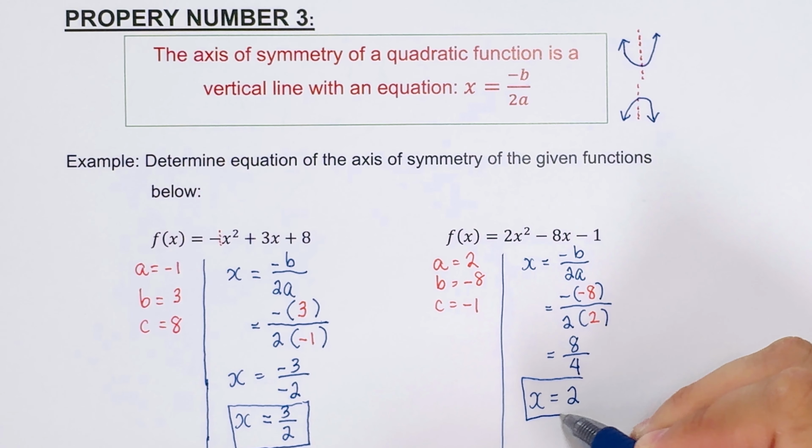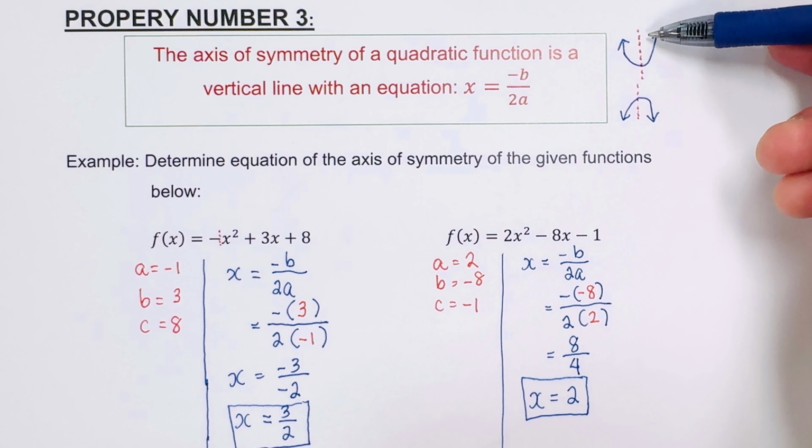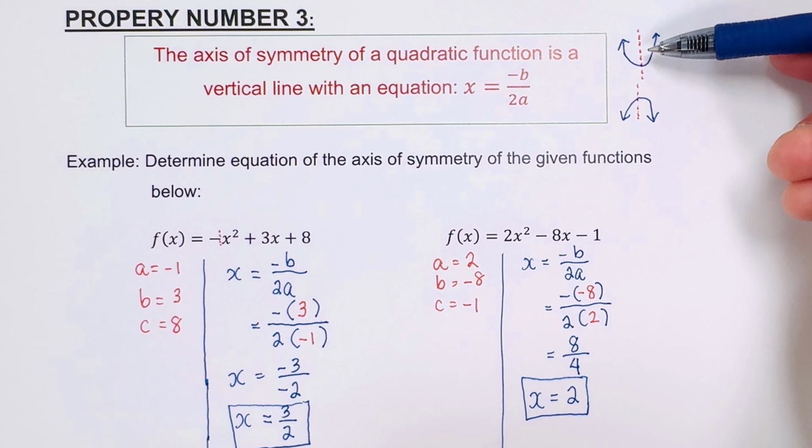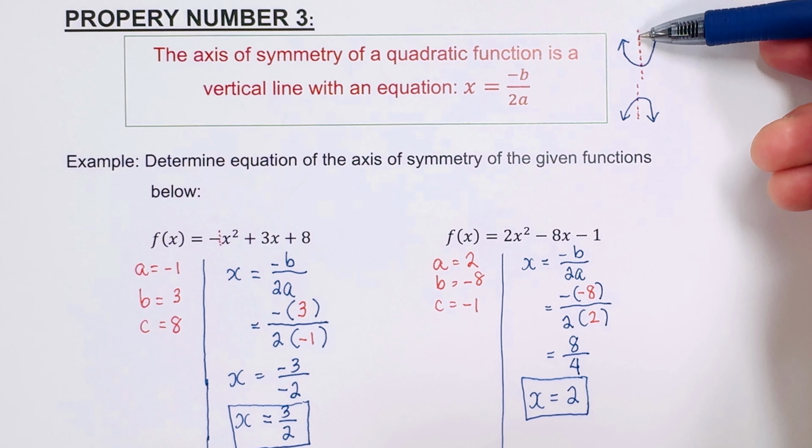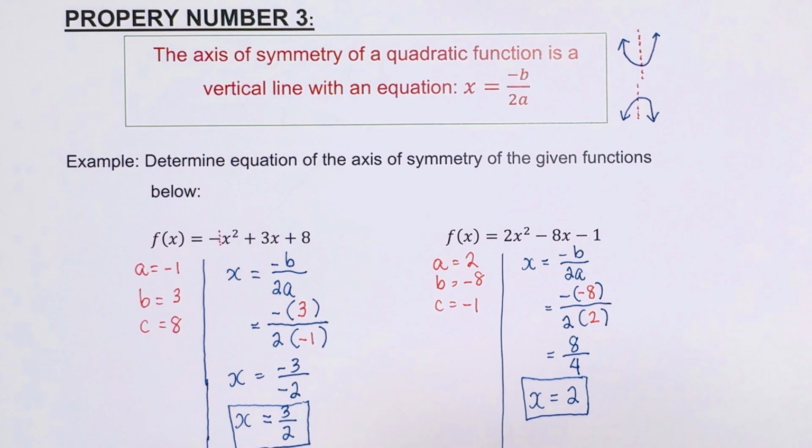So this is the equation of the axis of symmetry. Again, the axis of symmetry, the one that we're solving, is the broken line. So that's the equation right there. Now let's have the fourth property.